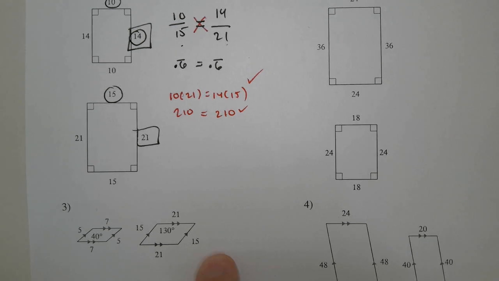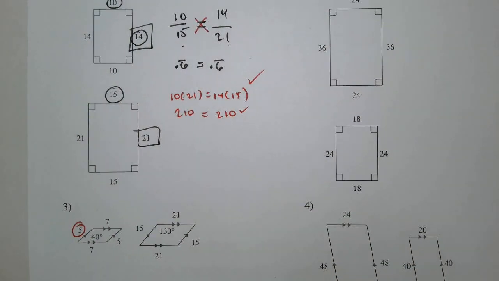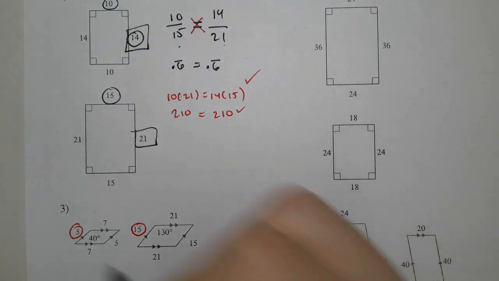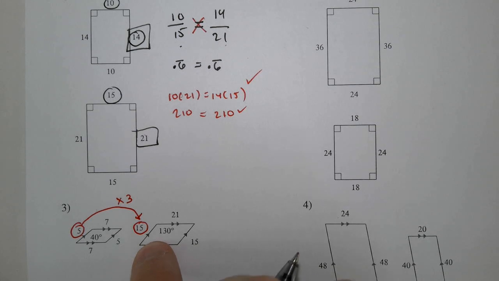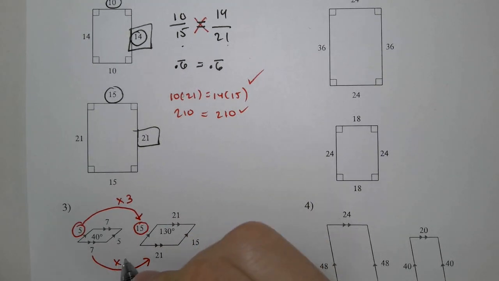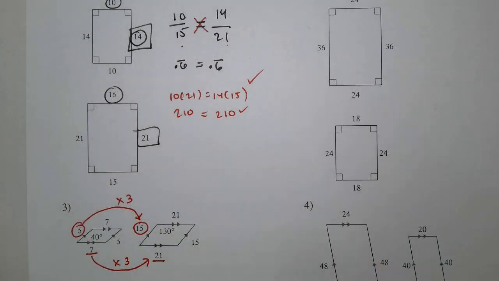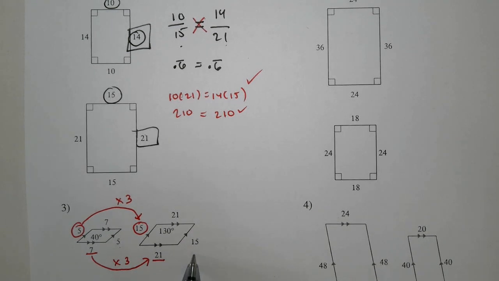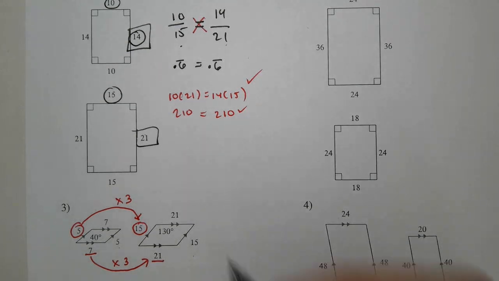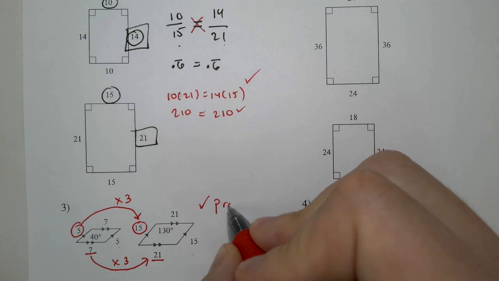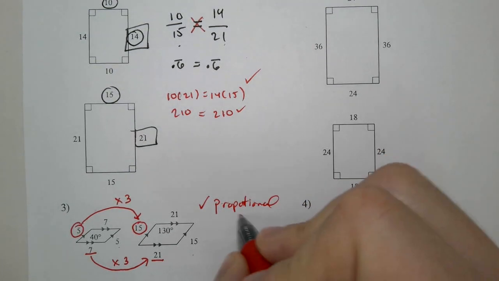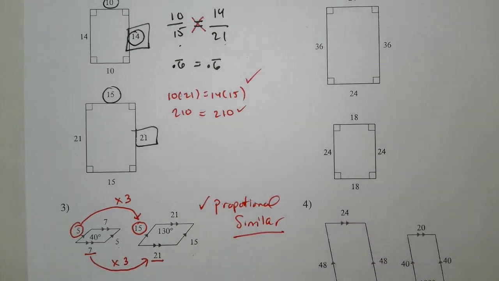On number 3, it's a little bit easier to look at the small parallelogram and the bigger parallelogram, and you ask yourself, 5 multiplied by 3 is equal to 15. And as long as 7 multiplies by 3 and equals 21, then we're good to go. And you do need to check that this also has appropriate things going on, like 5 multiplied by 3 is 15 here, and 7 multiplied by 3 is 21 there. So this would, on the surface, appear to be proportional and therefore similar. And at least the sides are similar.